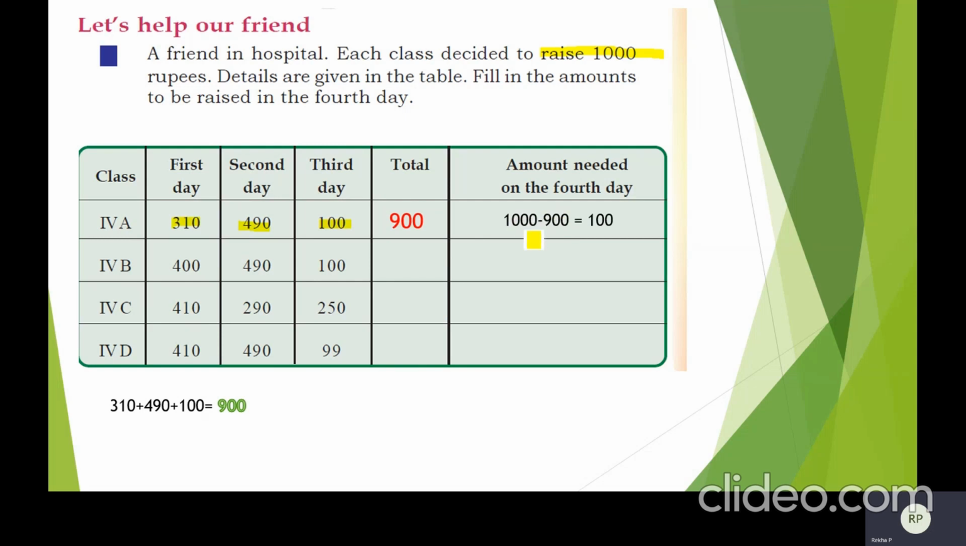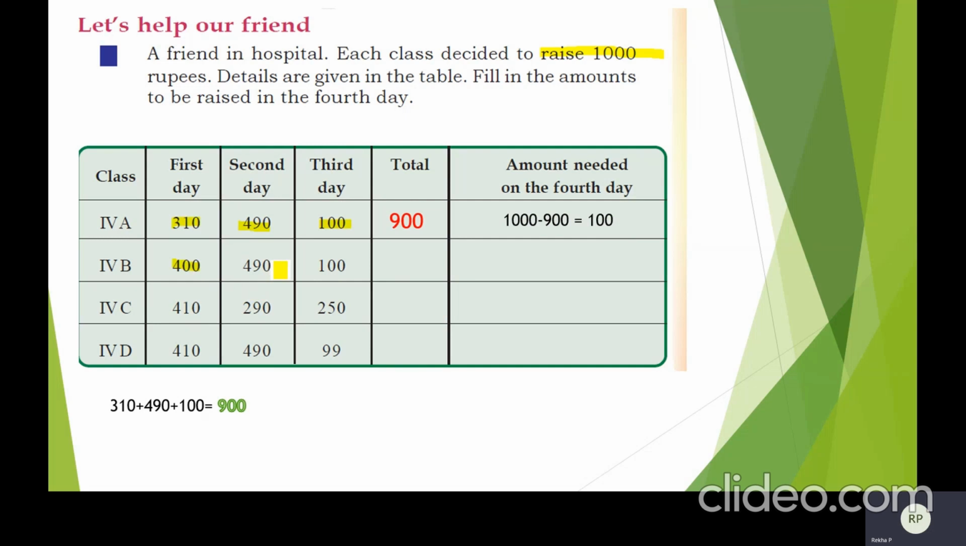Okay, that is the remaining money. So your target is 1000 and you have to subtract. You already have 900. So if you find out the remaining money, you have to subtract 900 from 1000. So you will get the answer as 100. Same way you have to do for the remaining classes.